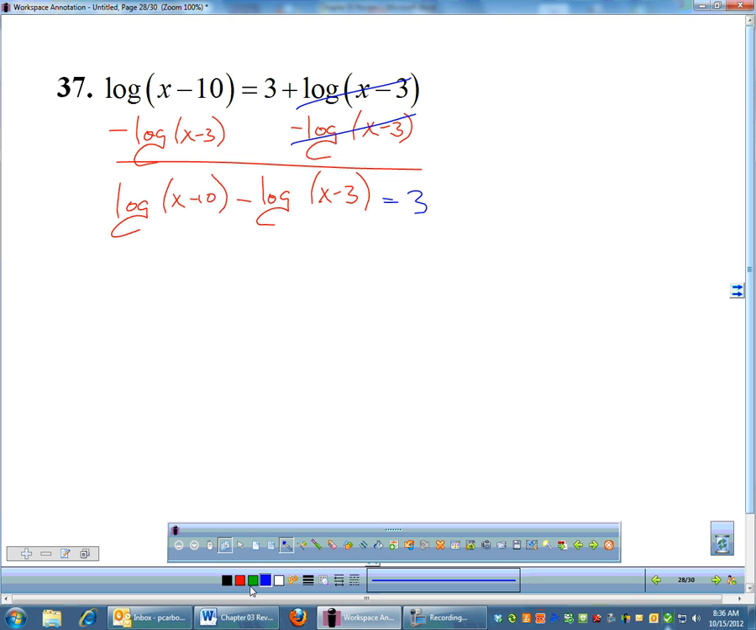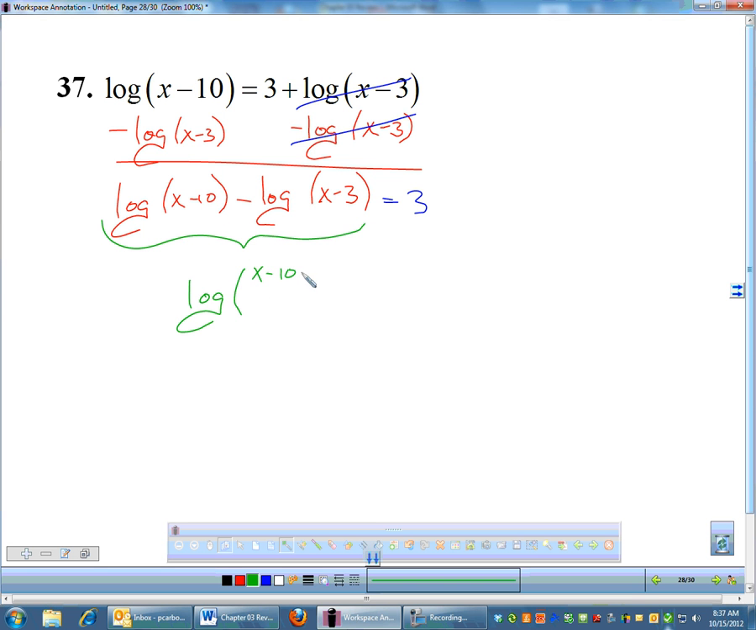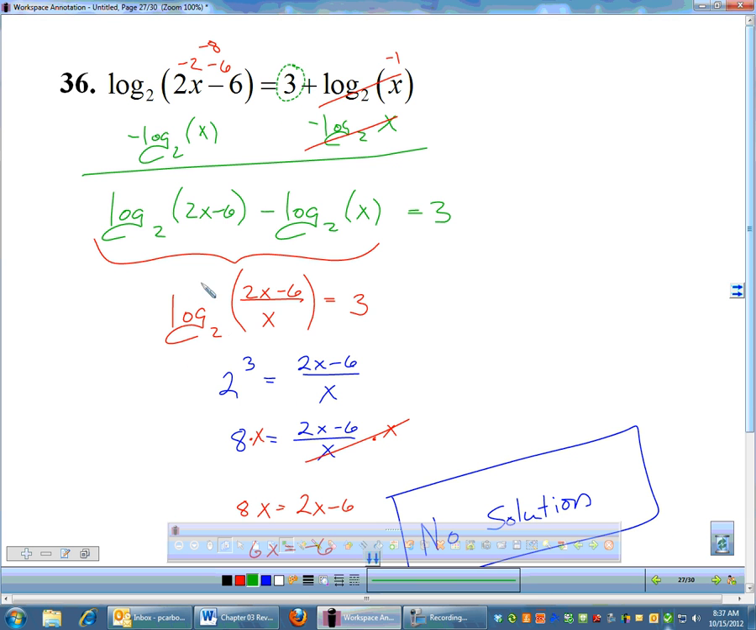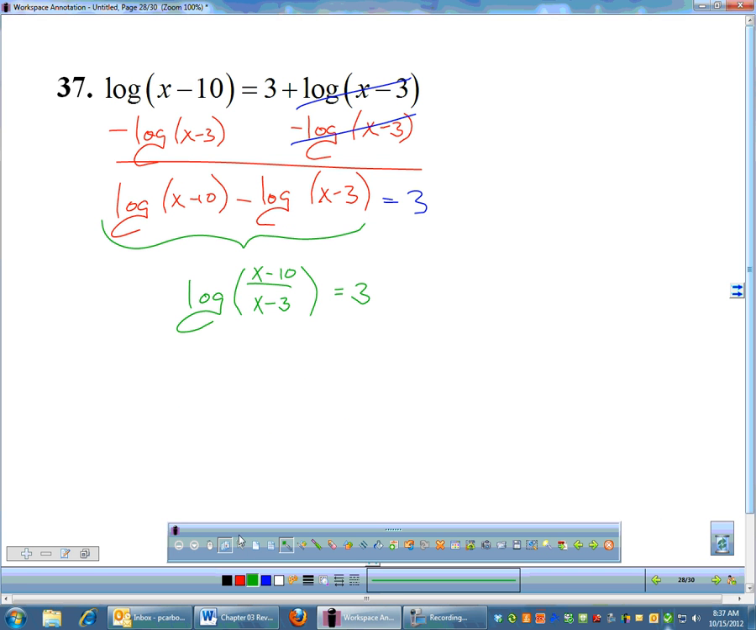I want to condense these two logs into a single log. So that's going to be log of (x minus 10) over (x minus 3) is equal to 3. And here we're going to take this out of log form. If you have a log without a base written, there's a hidden base here. The previous problem was kind of nice because it was just a base of 2 and you could see it. This one, if there's no base written on a log, it is an understood base of 10. So I'll take this out of log form, write it as exponential.